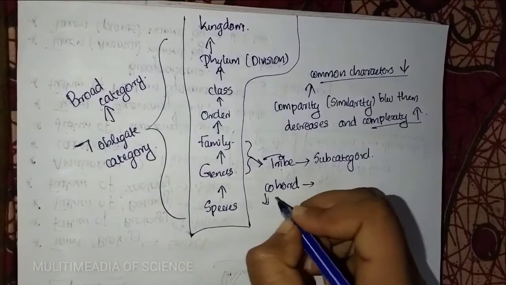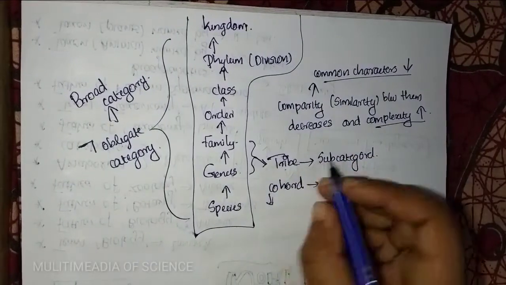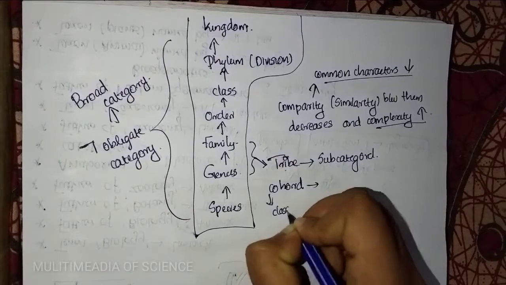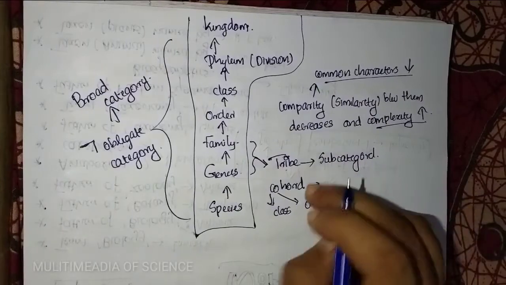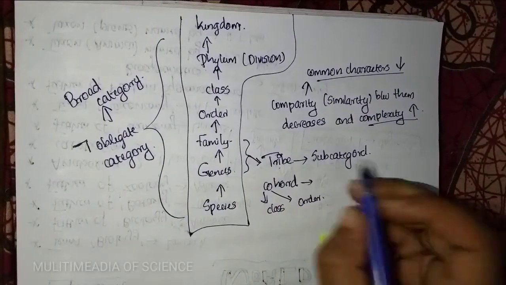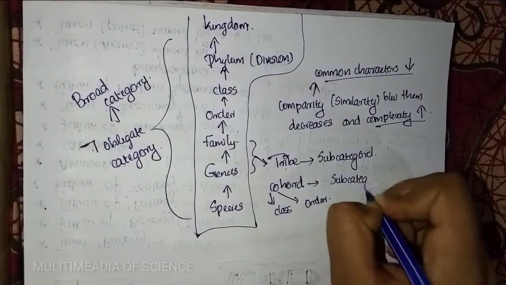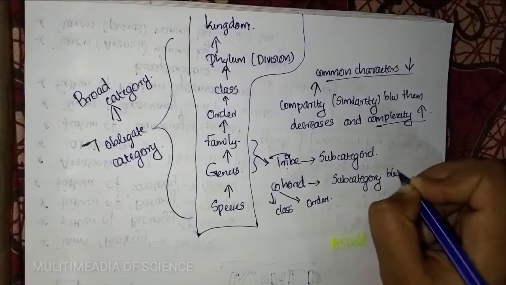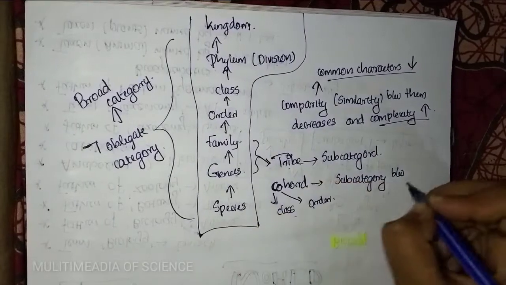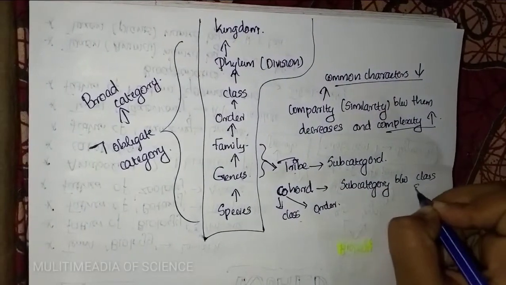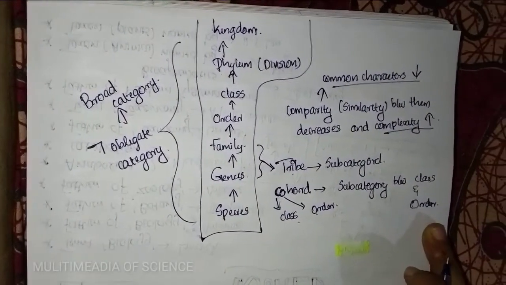And cohort is easy to understand. C does not really mean class, but for easy remembering it can be considered as class. And O, what is that? Order. So it is the subcategory between class and order. Easy to memorize. Cohort, C and O, class and order. Between class and order. Okay.